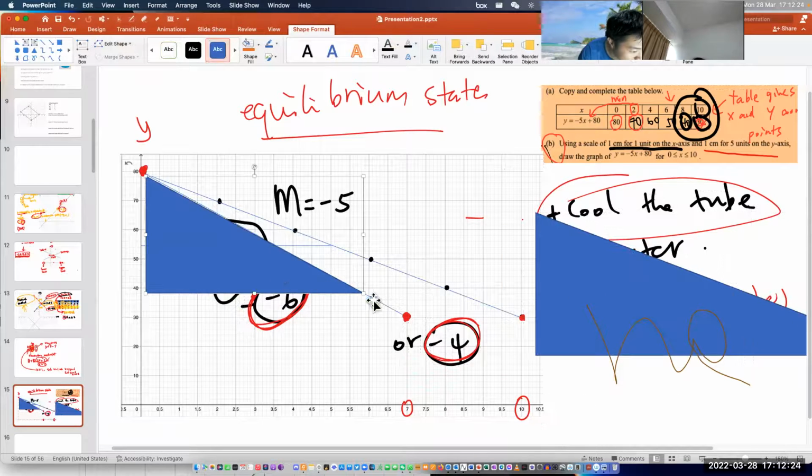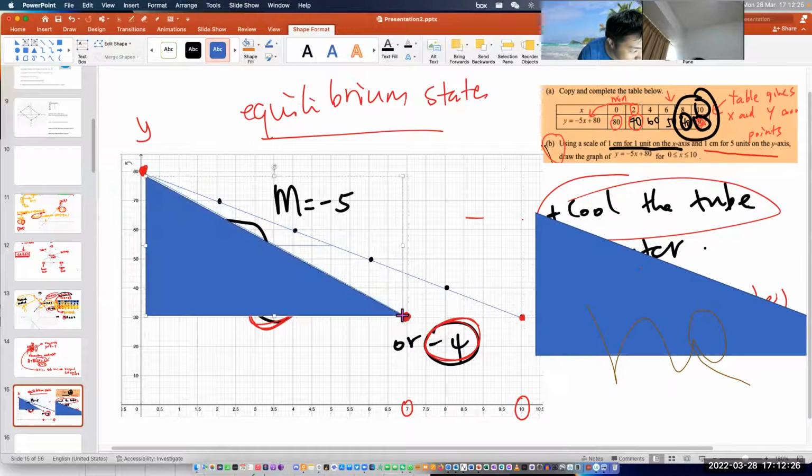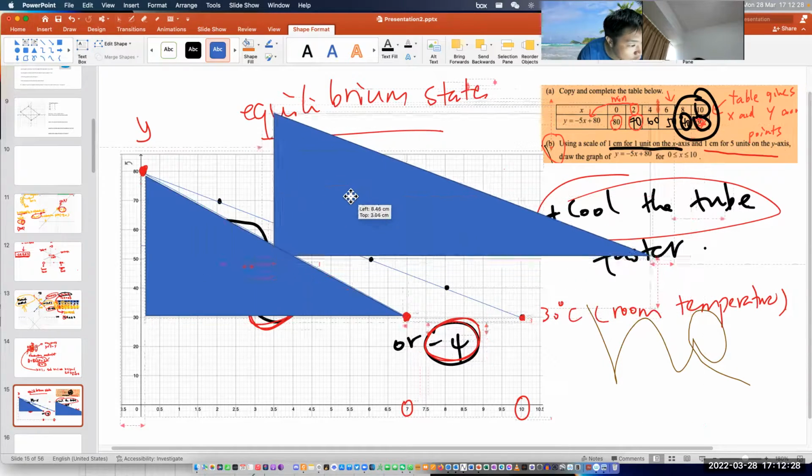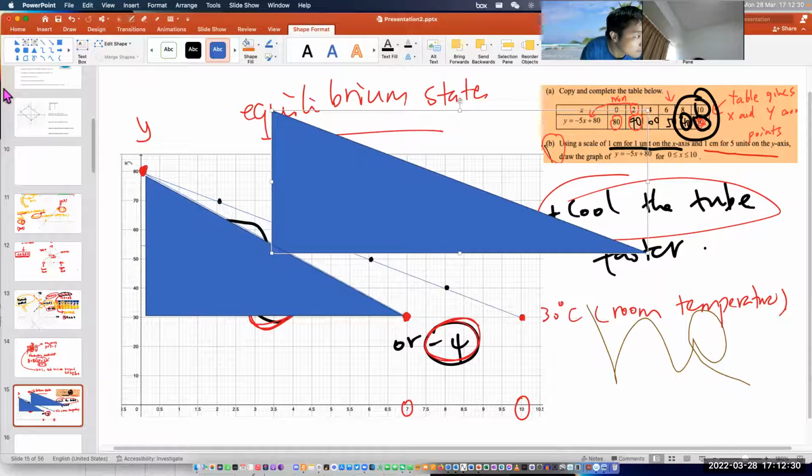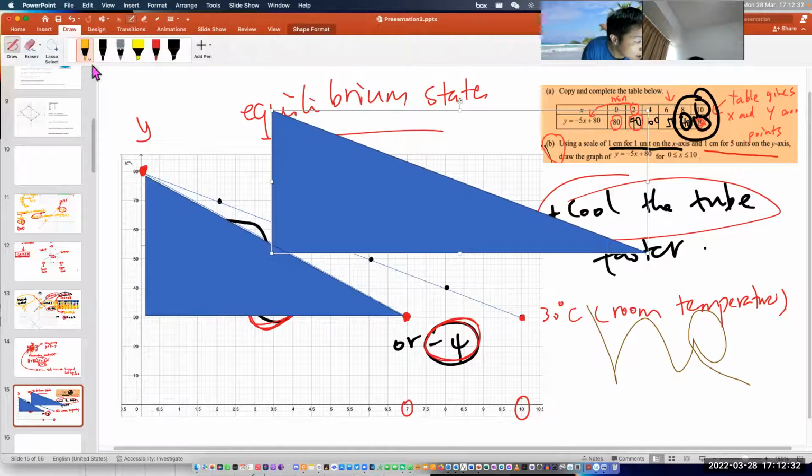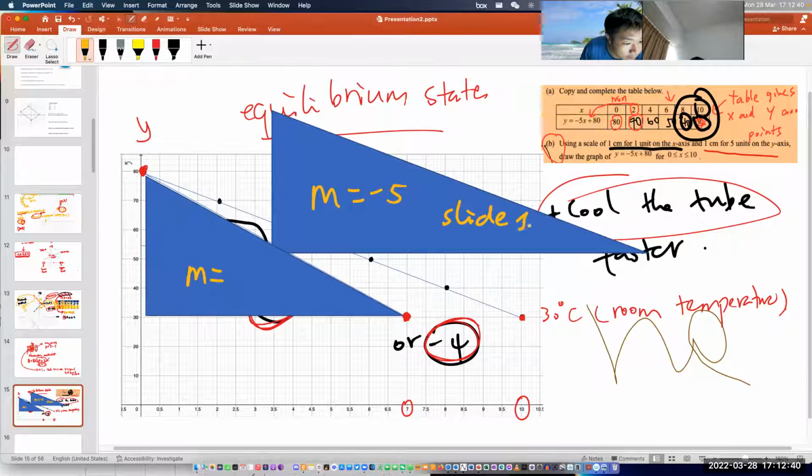Let me just get it over. Now your slide is this. So you compare these two. Let me just write down. This is your m equals -5. So what do you think? You just compare this slide 1 and this slide 2.